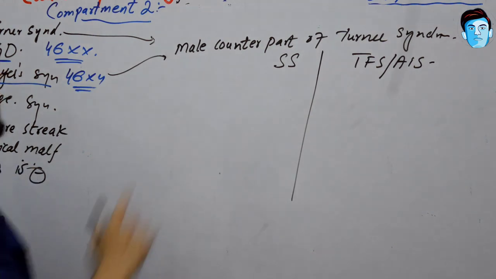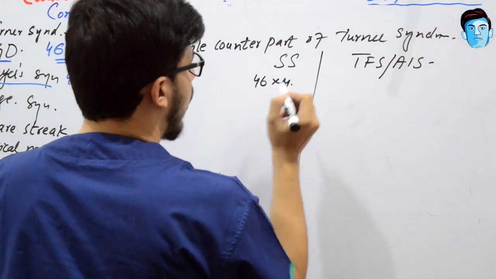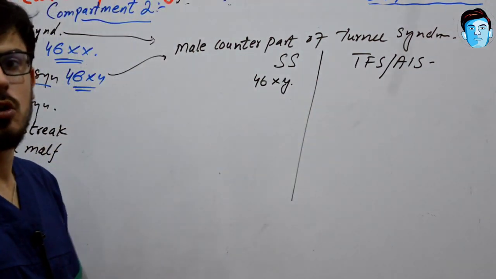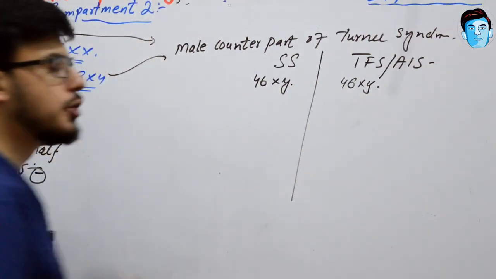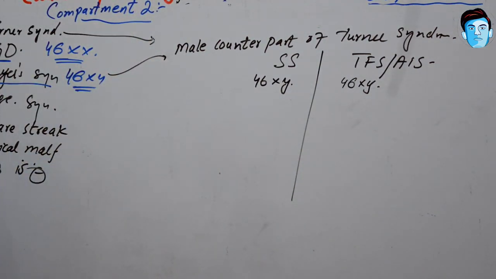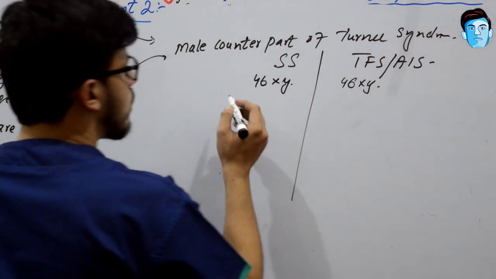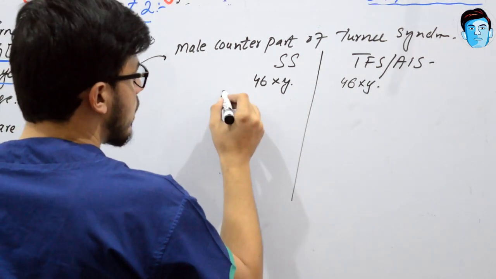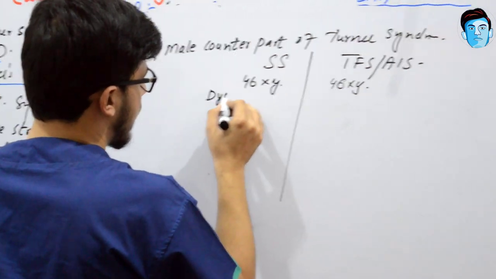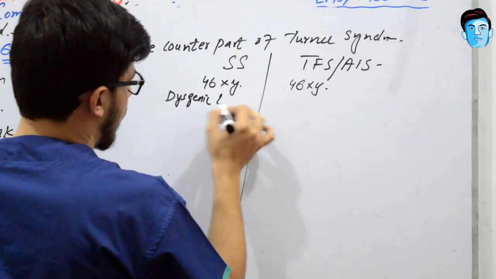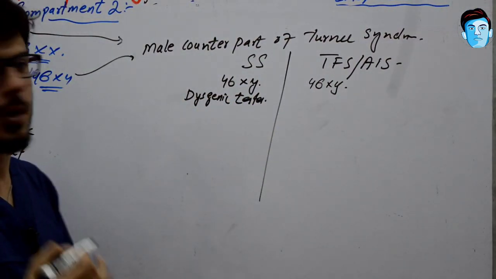So, in Swyer syndrome, the chromosome number is 46XY. While in testicular feminization syndrome, the chromosome number is also 46XY. It means the genotype is the same in both conditions. But the testes are dysgenic. What does it mean? It means the testes are there, but they are not working properly.